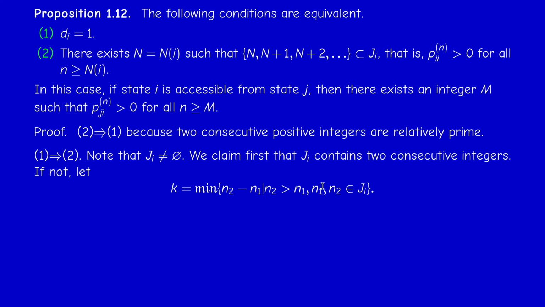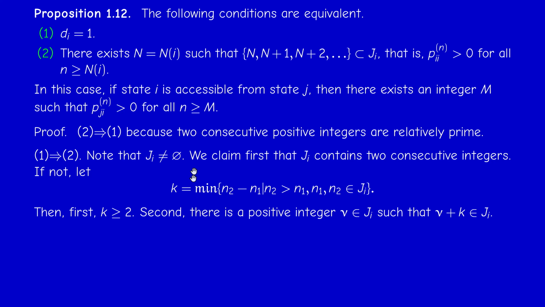To prove this, we reason by contradiction. If this is not true, then the least difference between any two integers in Ji, call it k, is bigger than or equal to 2. So first thing, we set k to be the smallest difference between any two integers, the first one being bigger than the second one. But since there are no two consecutive integers, k cannot be equal to 1, so it's at least 2.